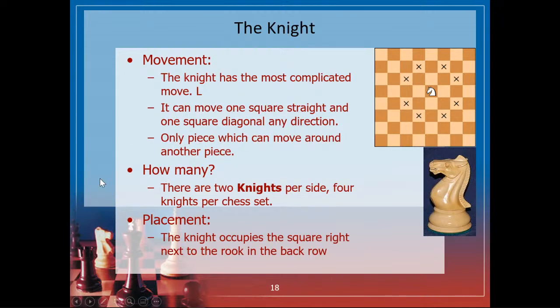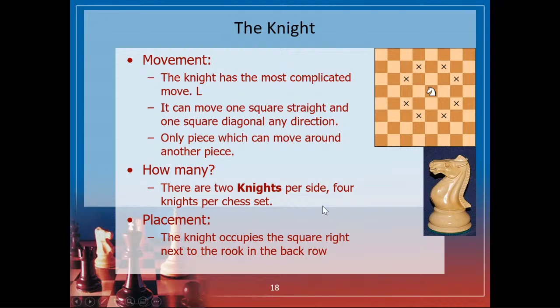Ooh, the knight. Some will use the knight kind of like a sniper, because it comes in and can jump over other pieces. The knight has the most complicated move, like an L shape. It can move 1 square straight and 1 square diagonal in any direction. It's the only piece which can move around another piece.